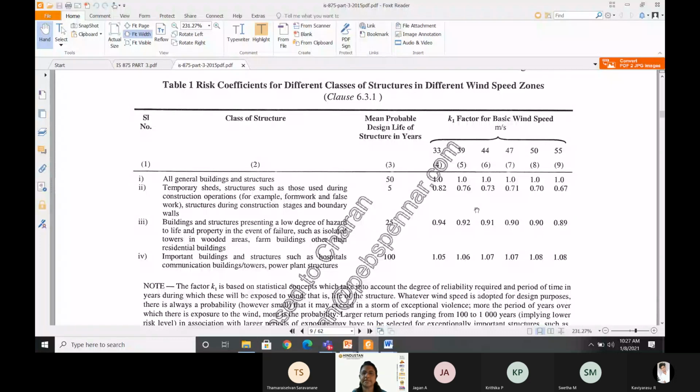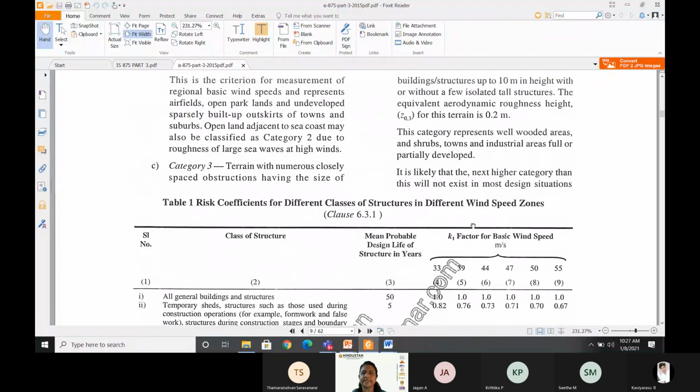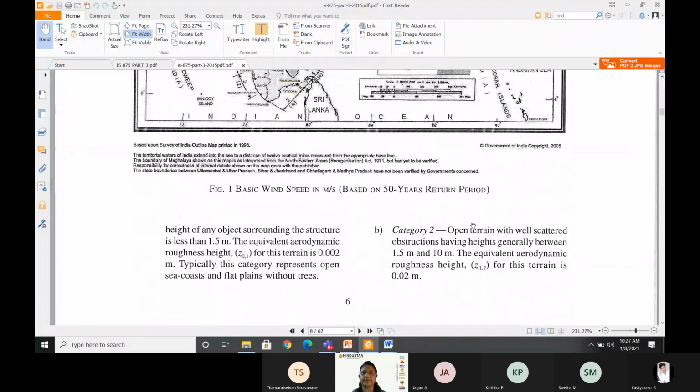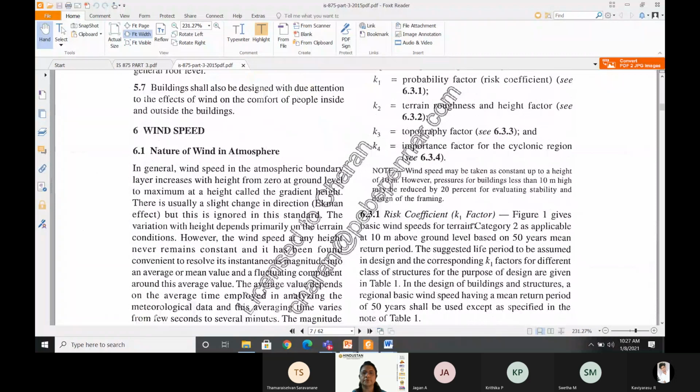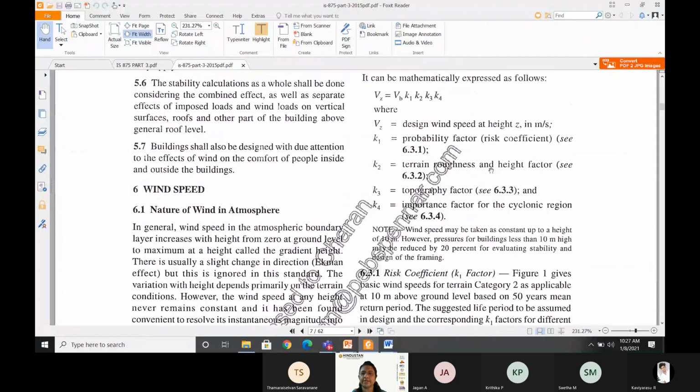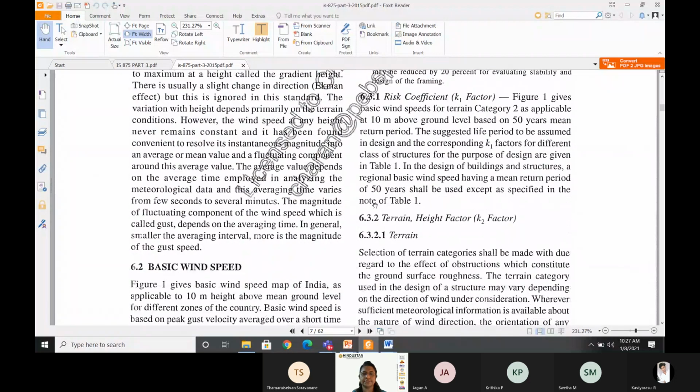So this is how K1 is calculated. The next factor is K2. K2 is nothing but the terrain factor, terrain category. What is K2? K2 is the terrain roughness and height factor. So what do you mean by terrain? Here, in 6.3.2, the terrain and height factor, the K2 factor, is explained.